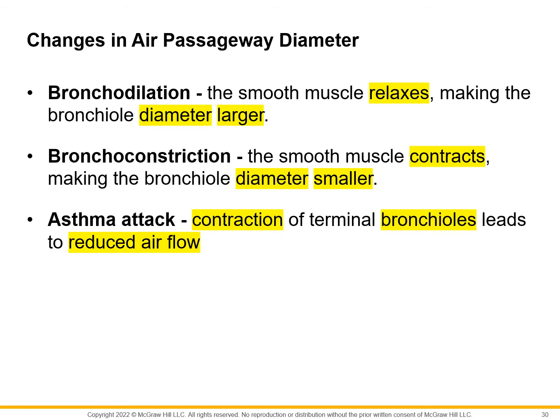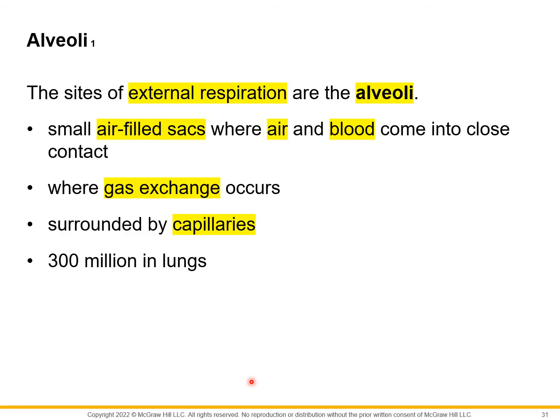Next, what happens during asthma attacks? This is the contraction of the terminal bronchioles, resulting in reduced airflow. So basically, nagbo-bronchoconstriction din po yung mga hinihika, kaya nahihirapan silang huminga. Let's now talk about the alveoli. So the alveoli are the sites for external respiration. Okay, so the alveoli are otherwise referred to as our air sacs. All right, so small air-filled sacs where air and blood would come into close contact, and this is where gas exchange would happen. All right, so our alveoli, they're actually surrounded by capillaries.